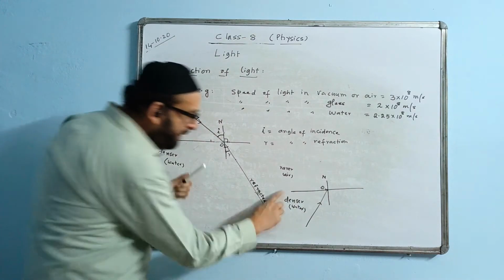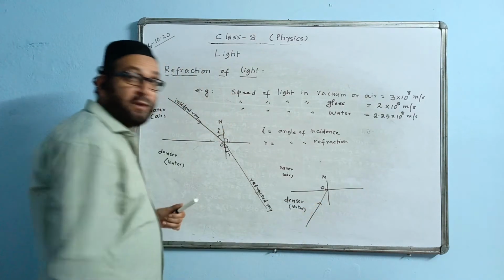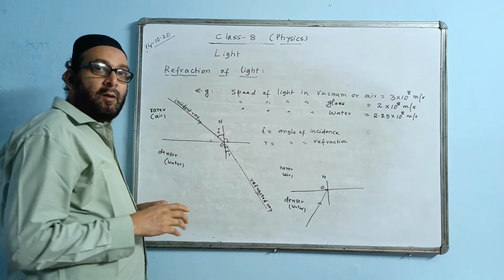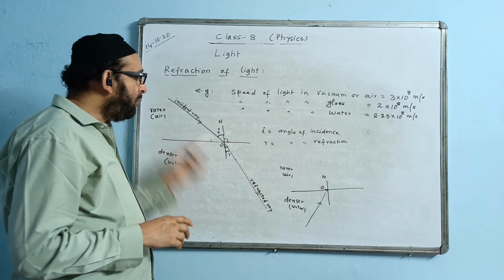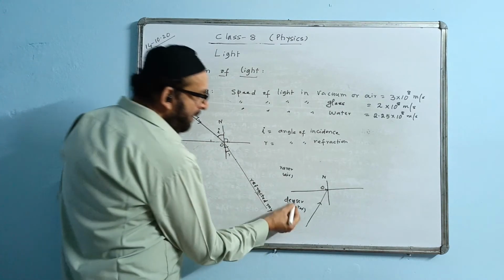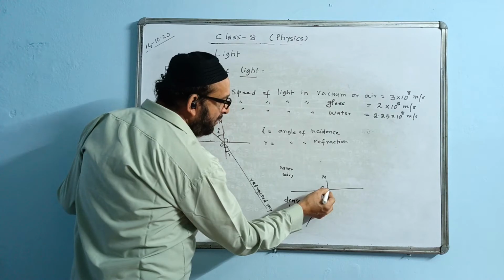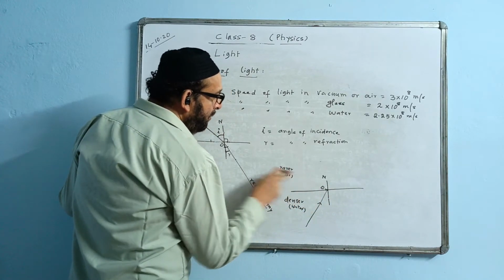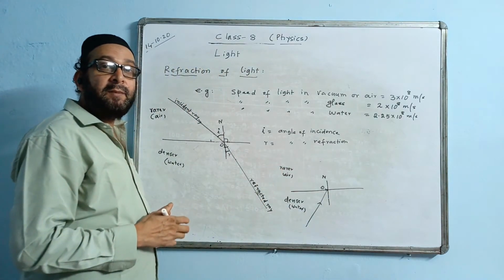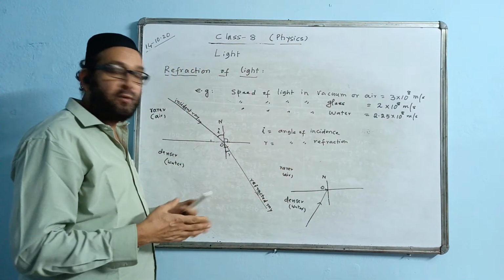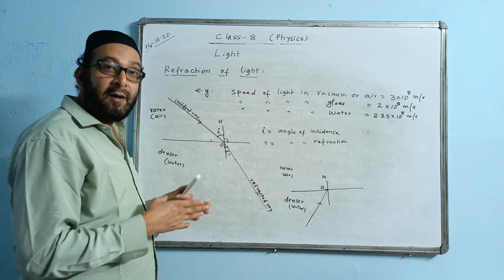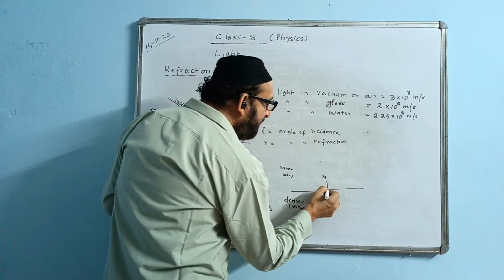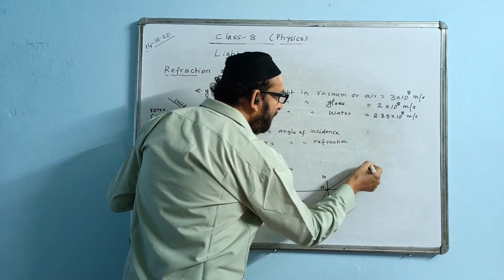Now we see the incident ray is going like this. You must mark the arrow. In all the diagrams, the arrow is very important. Without the arrow, you will not get marks. No arrow, no marks. So the arrow is a must. In the denser medium the ray is traveling like this. Now it is entering the rarer medium, across the surface separating the two media. We know that in the rarer medium the speed is increasing. So the ray will bend away from the normal, like this.